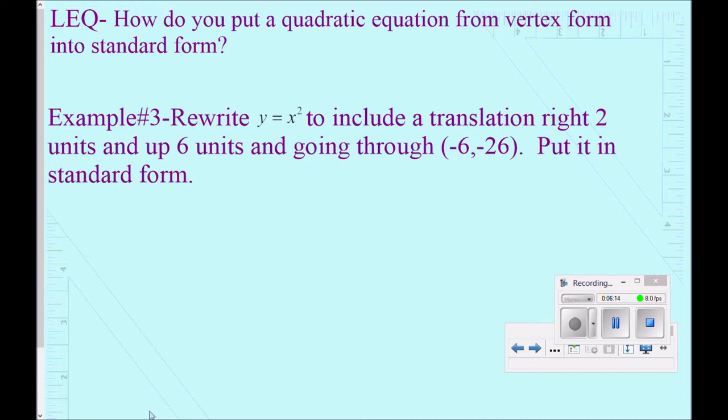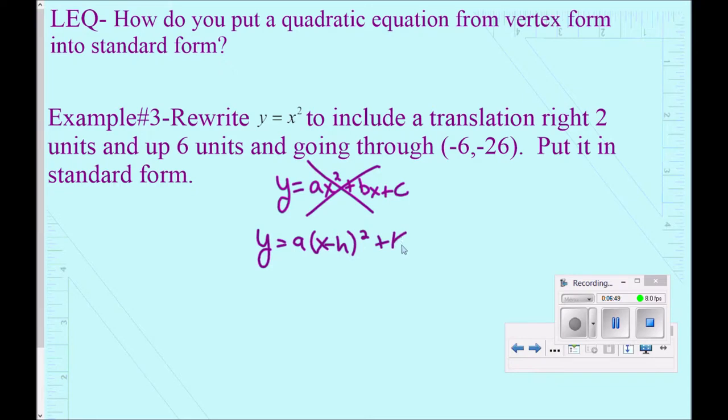And if you think about it, I can't start with standard form. I wouldn't try to substitute into standard form because all I know is x and y, and I can't substitute in for x and y. I still have 3 variables, a, b, and c. So that would get me nowhere. But what I do know is the vertex, because it talks about the translations, and I know a point. So rather than starting with standard, I'm going to start with vertex form.